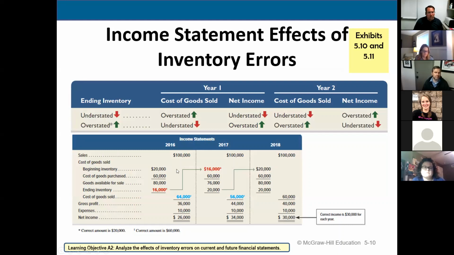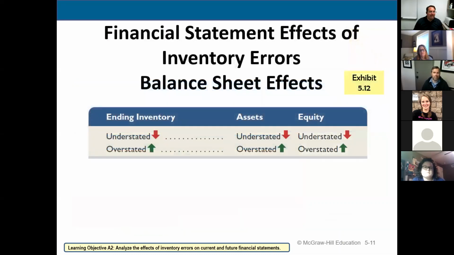That's all they're trying to get us to do, is recognize that these errors will carry through into the next year. So if I have an understatement or an overstatement to ending inventory in one year, then I'm going to have an overstatement to beginning inventory, which is going to lead to an understatement of my cost of goods sold. It creates some weird problems, and it takes some working through.